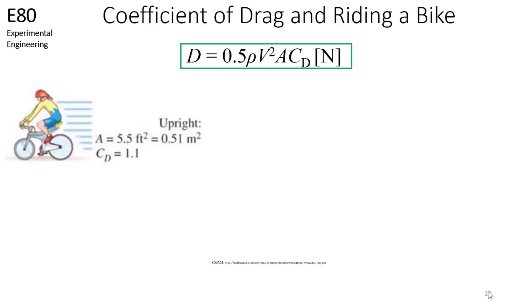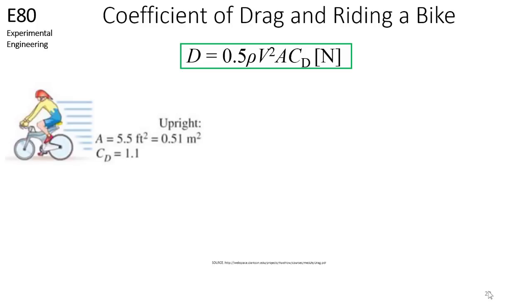Now, let's take a look at how the drag equation could be used in the case of a person riding a bike. Think back to a time that you rode a bike. Maybe you were riding a bike to class. You were most likely in an upright position. In this case, rho is the density of air on the day that you were riding the bike, and v is the velocity of your bike.